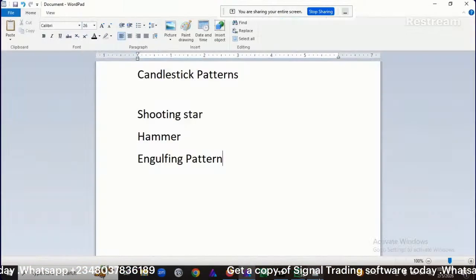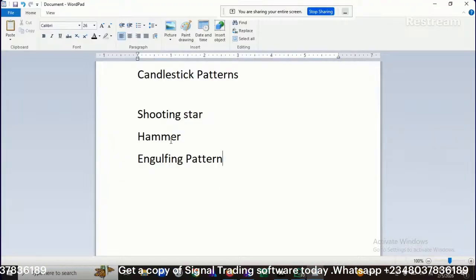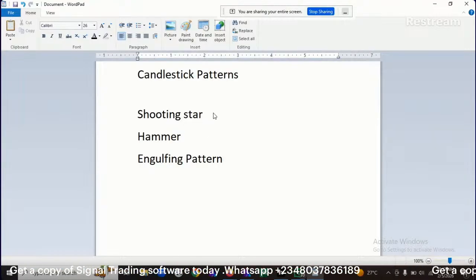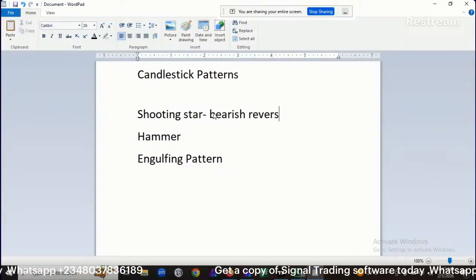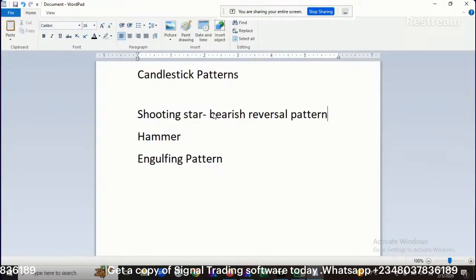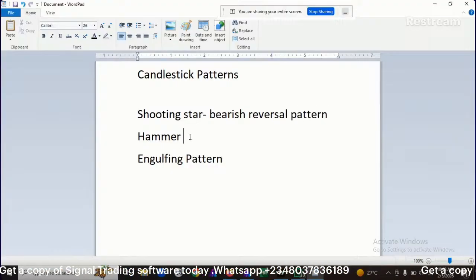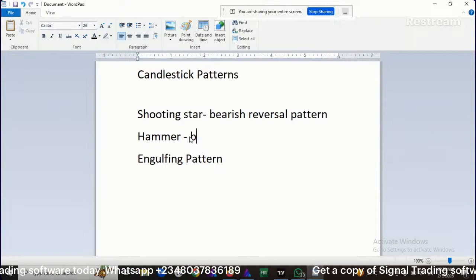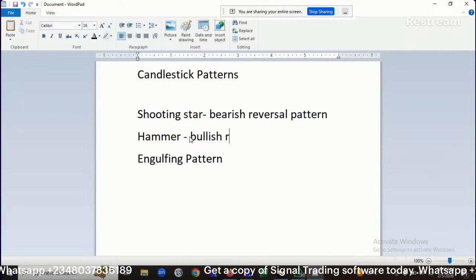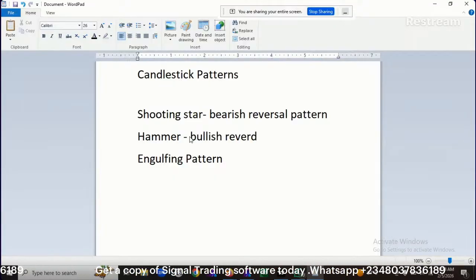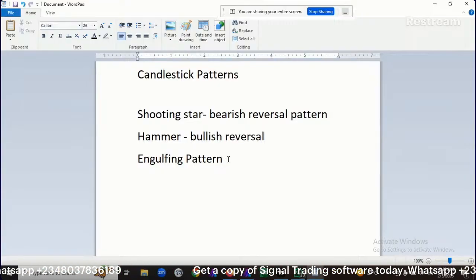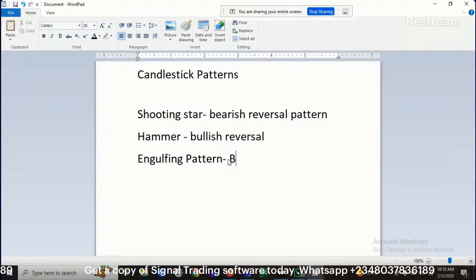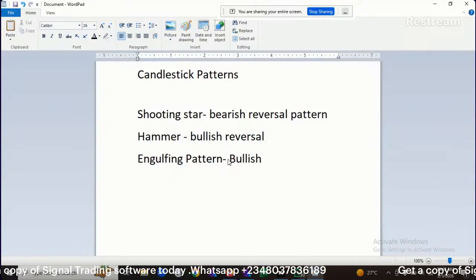Okay, the next candlestick pattern I want to talk about is the hammer. So the shooting star is a bearish reversal pattern. The hammer is a bullish reversal pattern. Engulfing is both: we have bullish and bearish reversal.